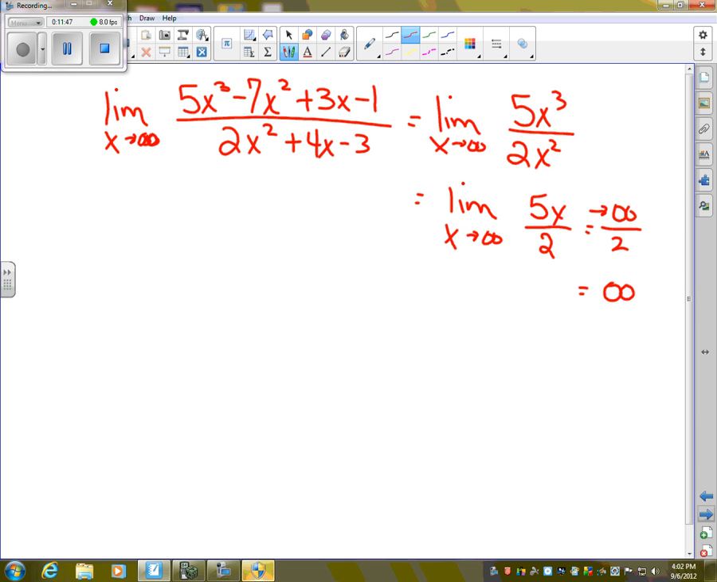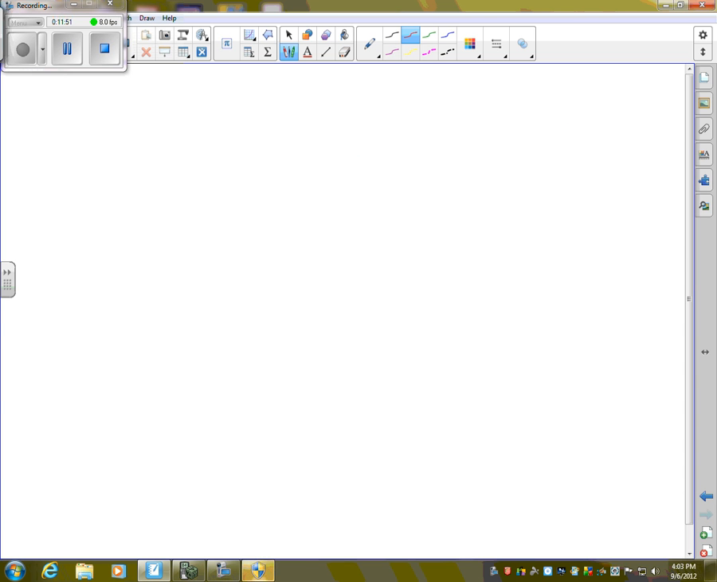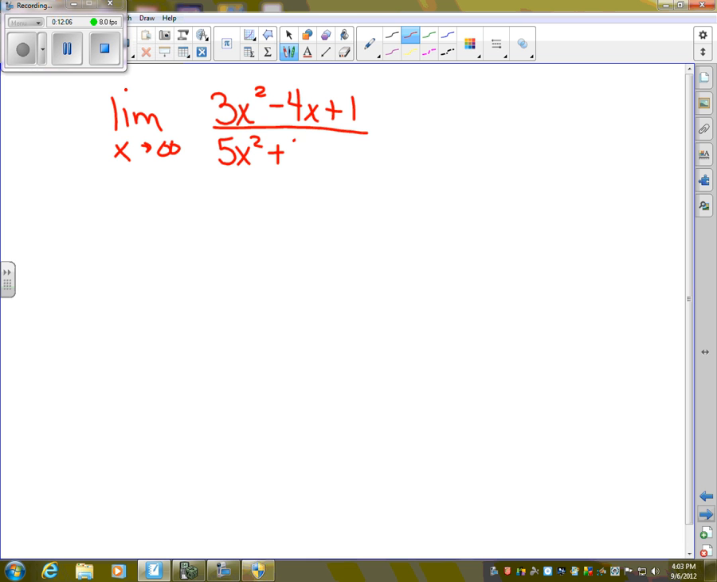All right, one more like that. Let's go ahead and look at something like the limit as x approaches infinity of 3x squared minus 4x plus 1 over 5x squared plus 2x minus 4. So again, let's look at just our highest powers, kind of focus on those. So we've got a 3x squared and a 5x squared.